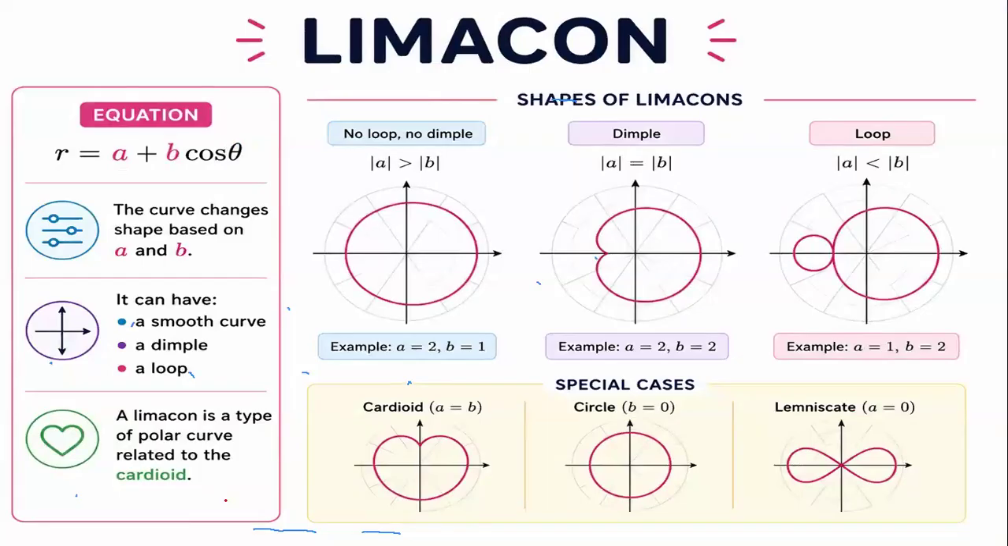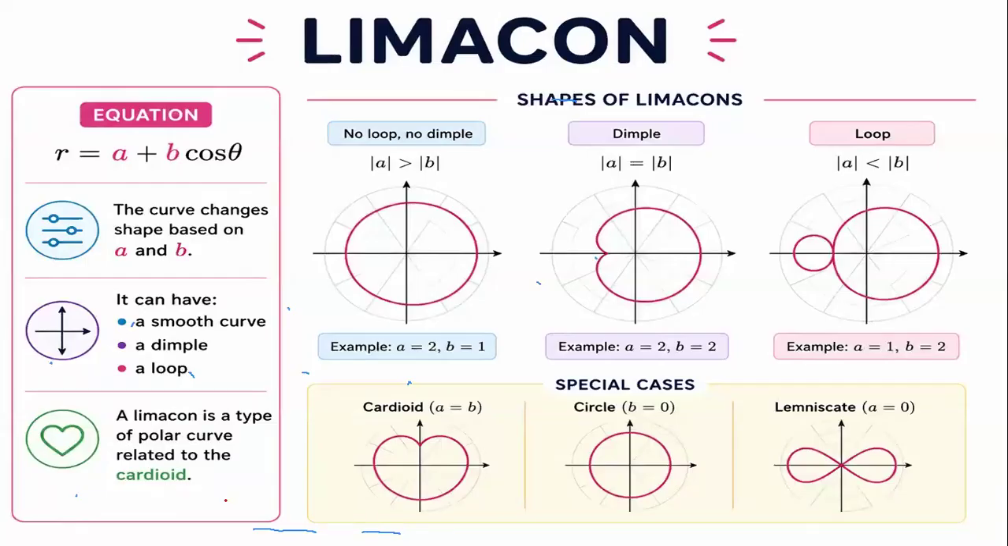So we have the various shapes of the limaçon, how these can be formed. Now, before we look at the different shapes, we work with the equation r is equal to a plus b cos θ. Now, this curve changes its shape based on the values of a and the values of b. It can have 1, a smooth curve, 2, a dimple, 3, a loop. And a limaçon is a type of polar curve related to the cardioid.